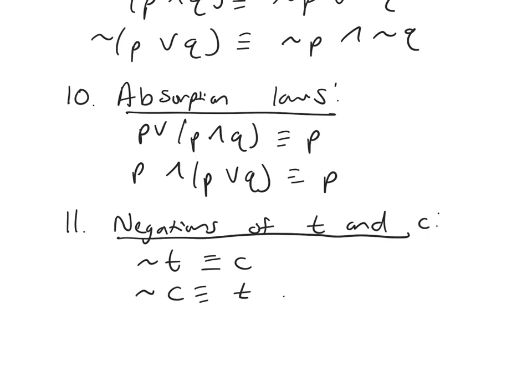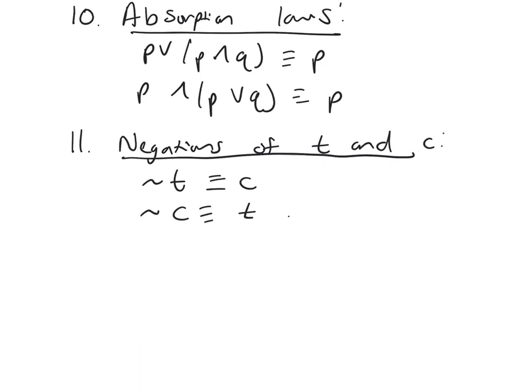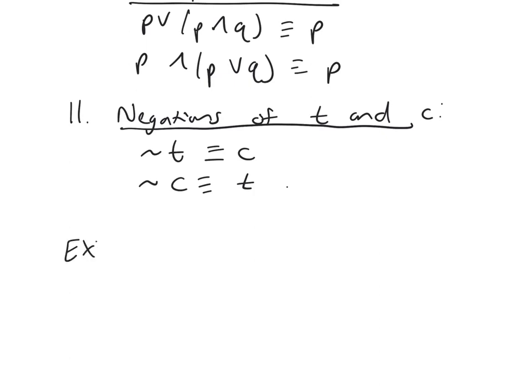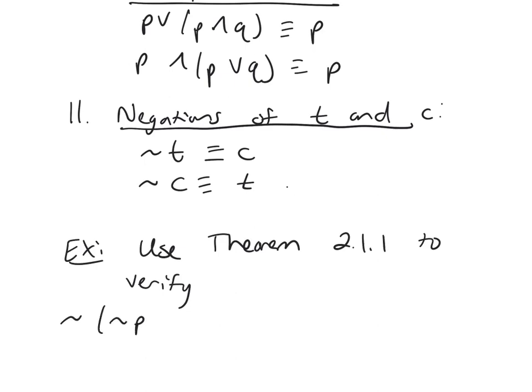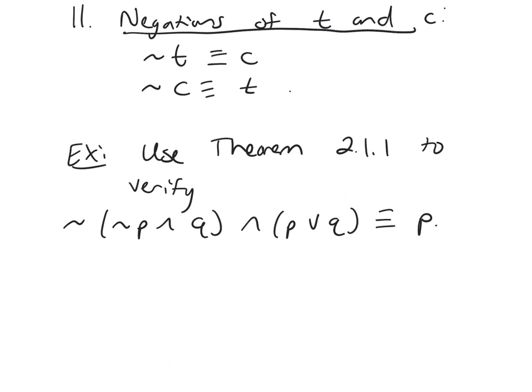Okay, so how can we use these rules to help us show that statements are logically equivalent? We've got one last example. Use theorem 2.1.1 to verify that not (not P and Q) and (P or Q) is equivalent to P. What you're going to do is start with one side, and in this case I would start with the left-hand side, and use your rules to help you simplify.